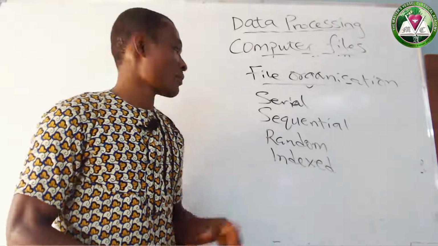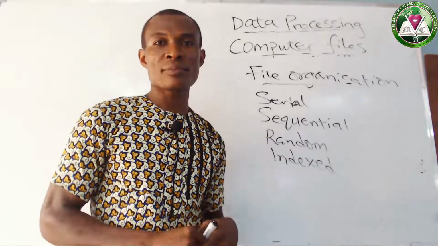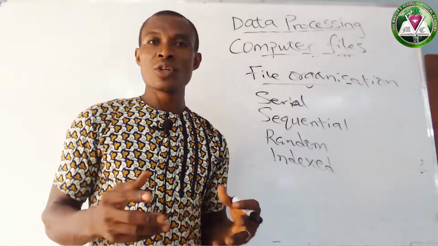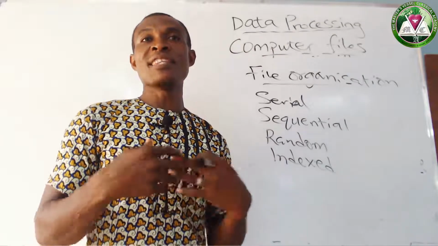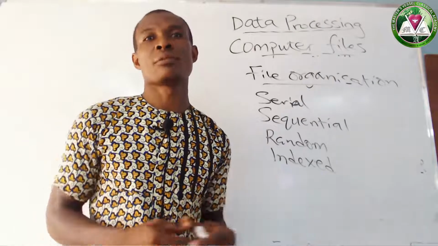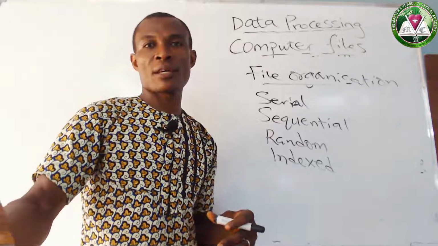Now we have another file organization here that is called random file organization. In random file organization, even though the files have index numbers, the files are stored randomly, not following a particular order here.